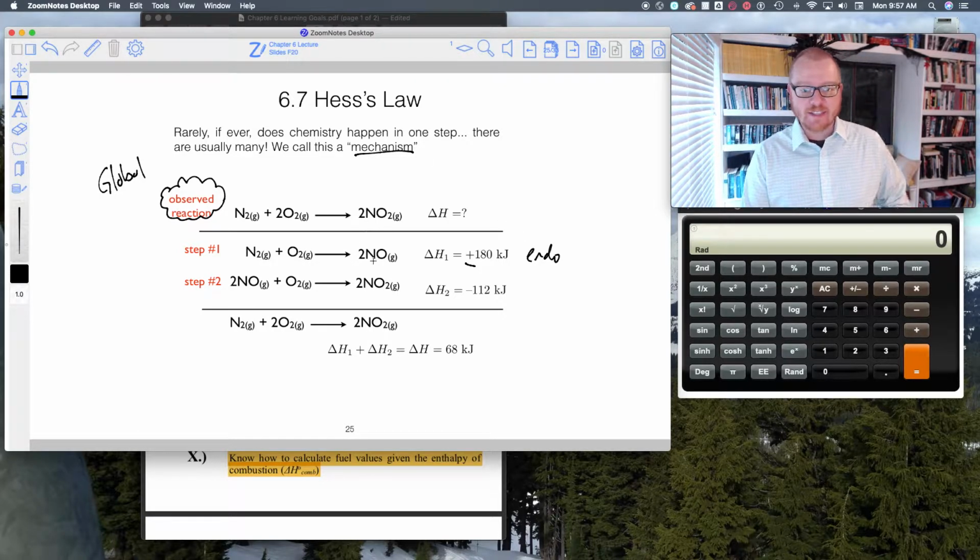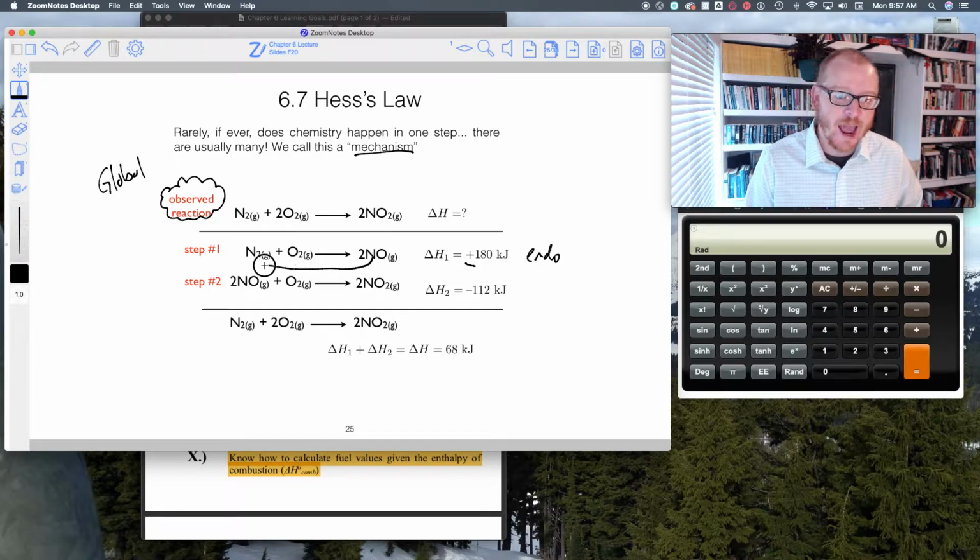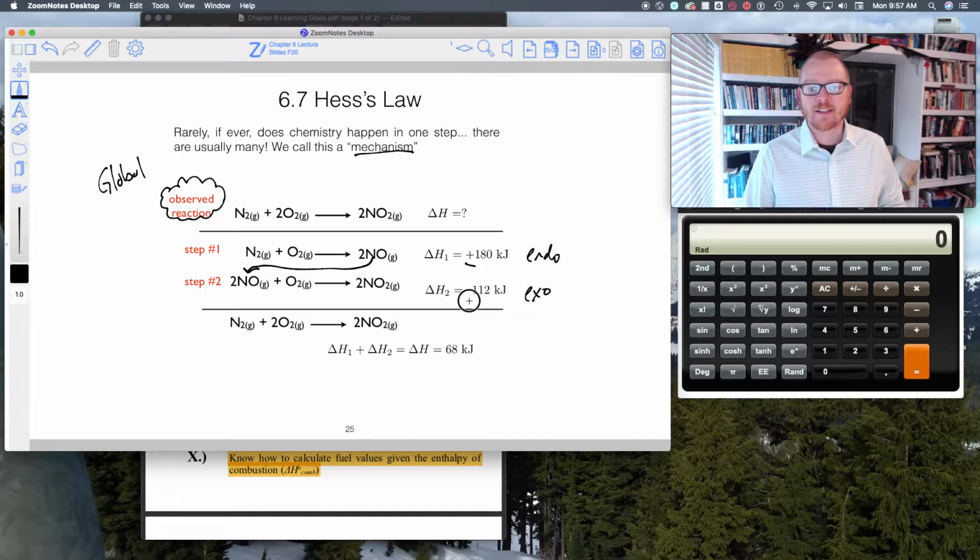So now in the second step, check this out. The product from this first reaction now becomes a reactant in the second step. And it reacts with another oxygen to make two more nitrogen dioxides. And this is an exothermic step. Okay? And so what's important to note, when I add step one and step two, check out what happens. So the two NOs cancel with the two NOs, right?